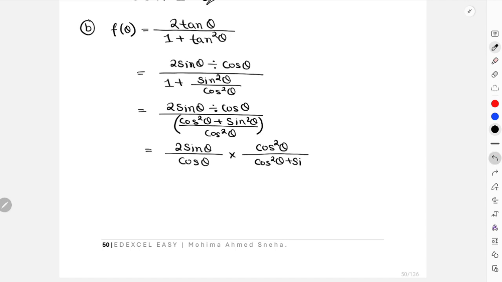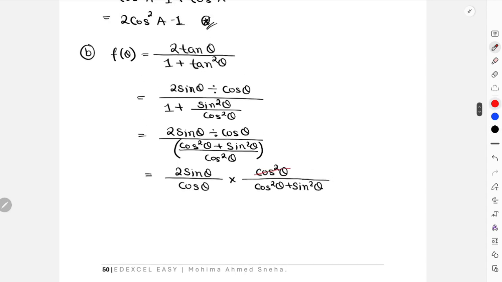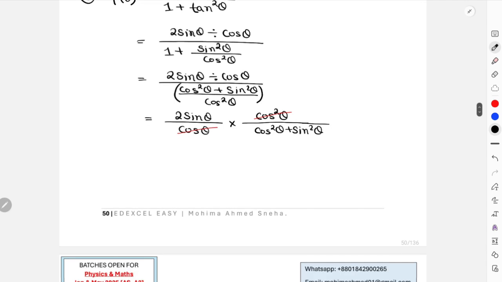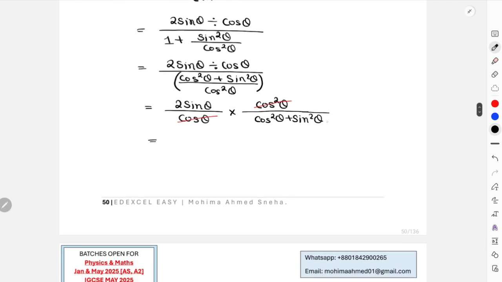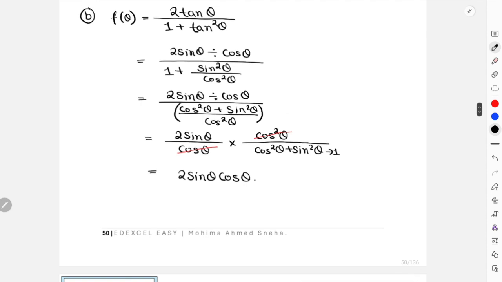Obviously this one will be 1, right? Because cos square theta plus sine square theta is equivalent to 1, and this one gets cancelled out with this one. At the end this one is 1 also. So you're going to get 2 sine theta and cos theta, right?